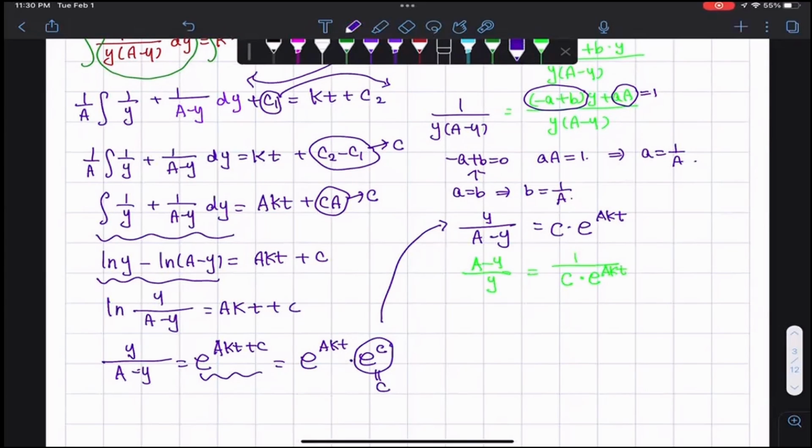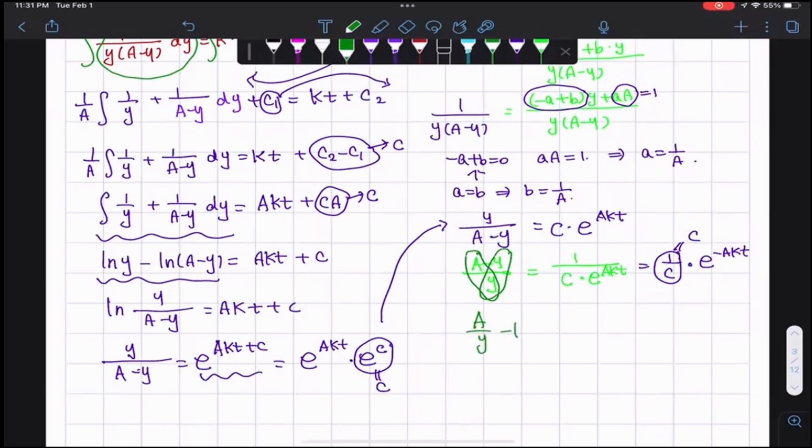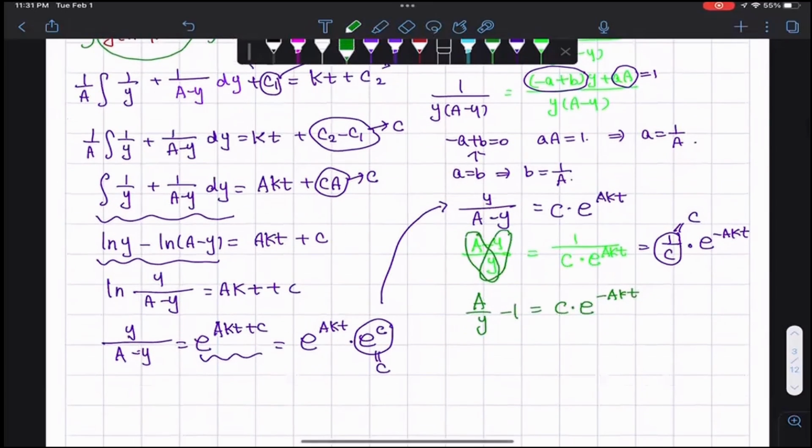Okay. I can rewrite this as 1 over c times e to the power of minus akt. It is a c. Okay. So, and separate like this here. So a over y minus 1 equals c times e to the power of minus akt. Move 1 on the right hand side. A over y equals c times e to the power of minus akt plus 1.